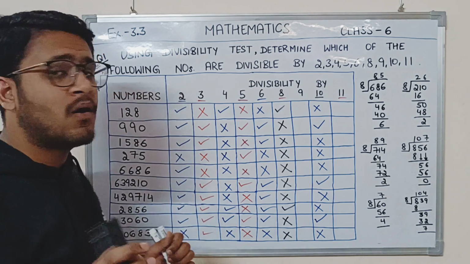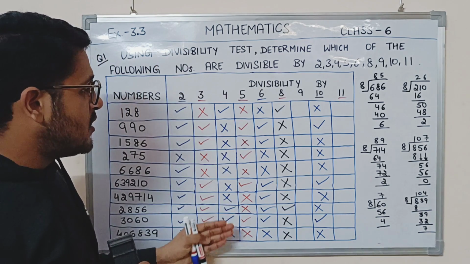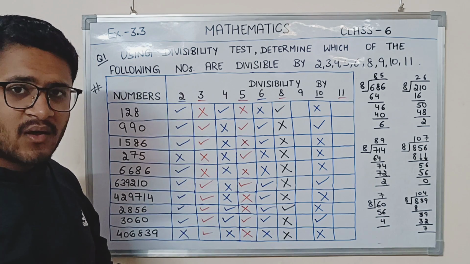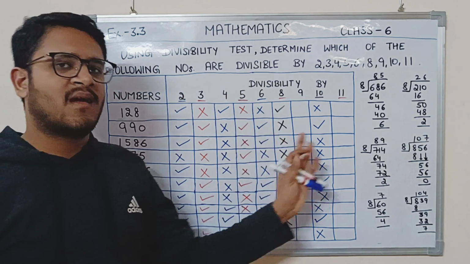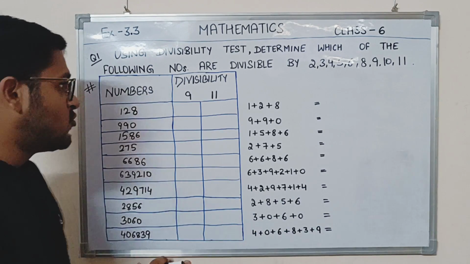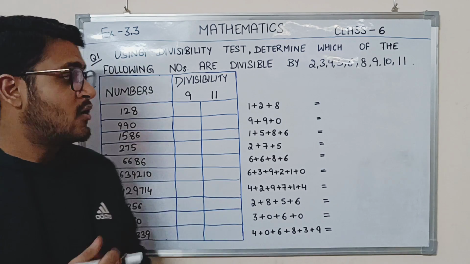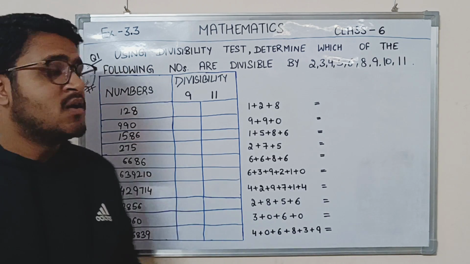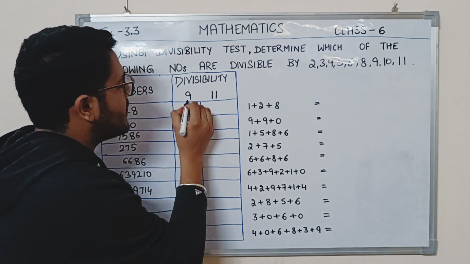What you all can do for now, as we have already discussed all these parts, is note this down, so that we can continue with 9 and 11. Now we have removed all the parts that we have already covered. Now we are left with divisibility by 9 and divisibility by 11. So let's start with divisibility by 9.